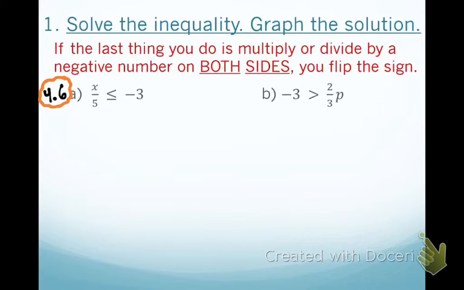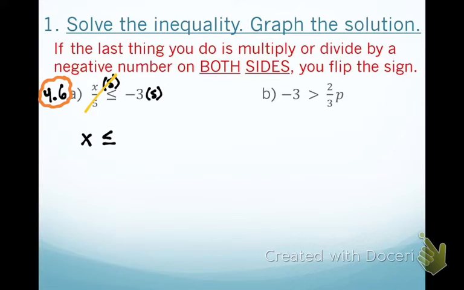First things first, everybody, identify your variable. X. What is not allowing X to be alone? Divide by 5. How do I get rid of divide by 5? Multiply by 5. What you do to one side, you do to the other. So on the left-hand side, we have x times 5 divided by 5, which just means we're going to be canceling this out, and I am left with 1x, or plain old x.